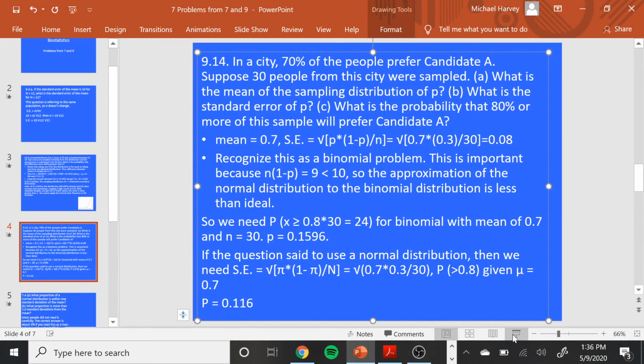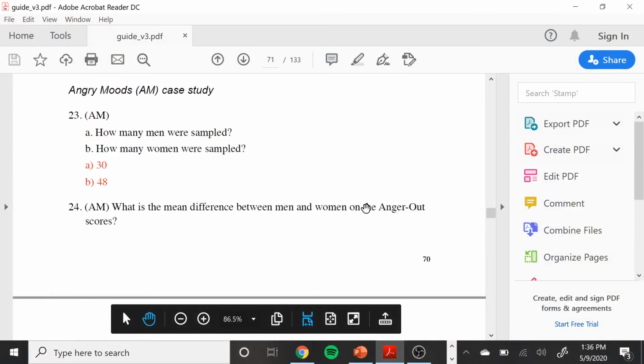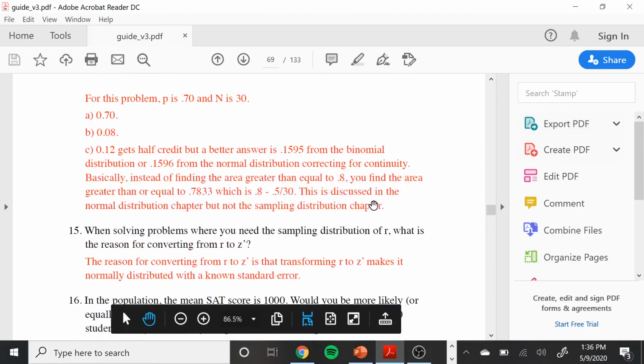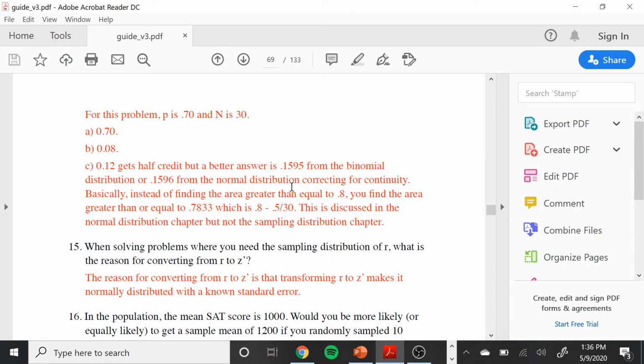You may have noticed if you were looking at Lane's guide, this is number 14 here in his guide, he talks about partial credit and stuff. Again, using the binomial approach is the better answer, and as we saw, the normal approach is actually quite a bit off. He mentions something called the correction for continuity. We're actually going to see that in the next PowerPoint, or in the next chapter where we talk about estimation.